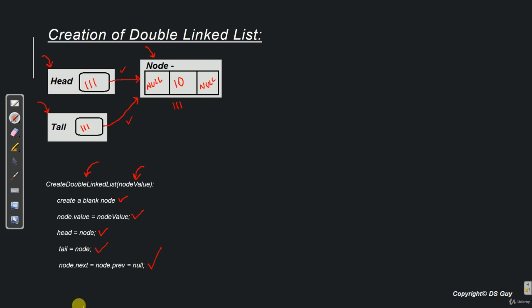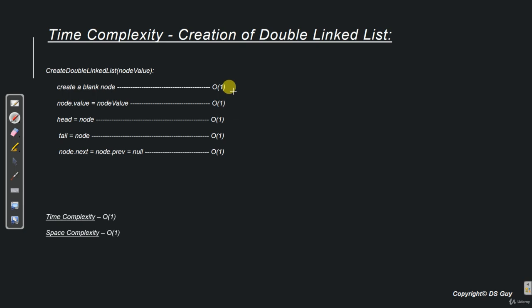So now that we have understood how to create a double linked list, let's see what is the time and space complexity of this algorithm. So creation of a blank node is a constant time operation. Inserting a value again is a constant time operation, and then updating some of the reference variables, all of them are constant time operations. So when we add all of this, we get order of 1 time complexity. Similarly, space complexity is order of 1 because we might be using some temporary variables when we are writing the actual code, nothing more than that. So the space complexity becomes order of 1.